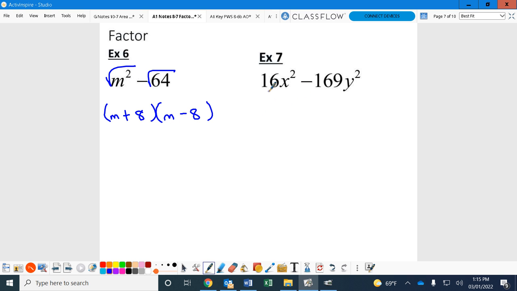Okay. Next one, same thing. Well, first of all, are 16 and 169 perfect squares? Yes. So two sets of parentheses, one plus, one minus. Okay. Square root of 16x squared, 4x. Square root of 169y squared, 13y.